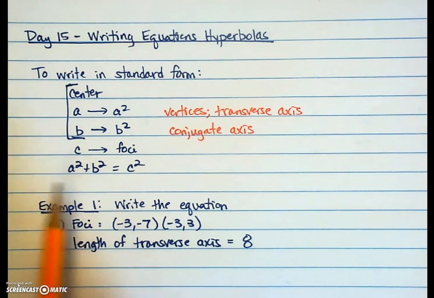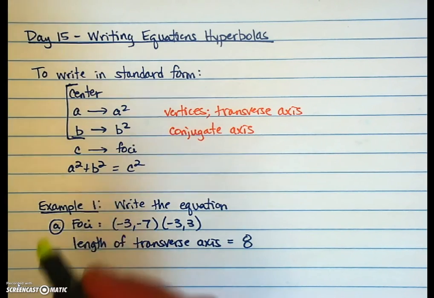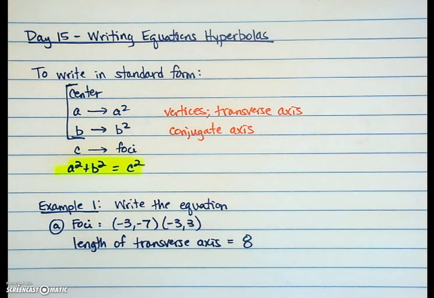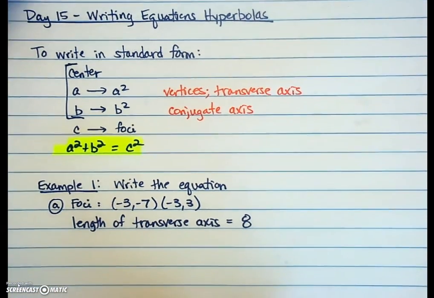This is a little bit of a change. When we did ellipses, we had C squared equals A squared minus B squared. Well, now you'll notice that we're doing A squared plus B squared. And that's basically your Pythagorean theorem. So let's take a look at an example here for hyperbolas.